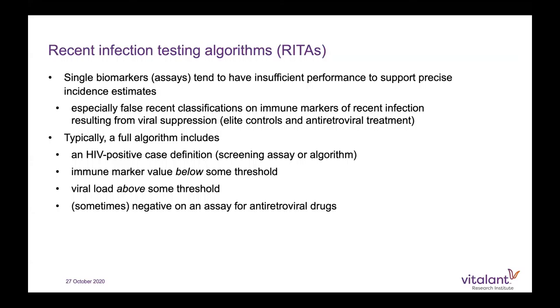So we construct algorithms to classify individuals as recently infected or not, based on a definition of HIV positivity, some immune marker, typically a value below some threshold, viral load above some threshold, in other words, not virally suppressed, and sometimes additionally also the absence of antiretroviral drugs measured through mass spectrometry or similar. And the full algorithm classification is then what is used.